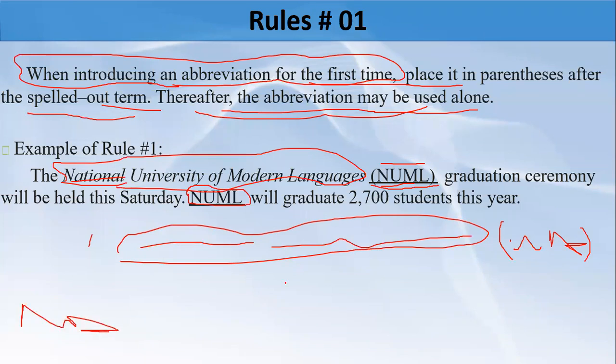But for the first time, you have to mention the complete terms, because you need to enable the reader to spell out the abbreviated form. You need to make him aware of what this abbreviation actually stands for.